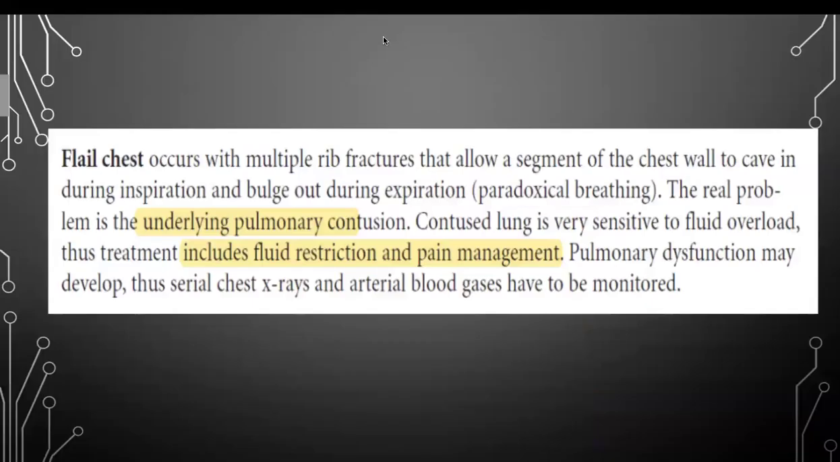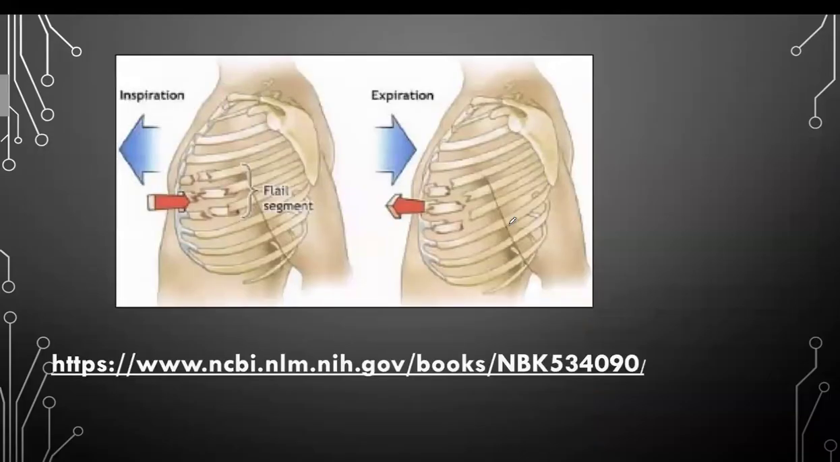Next is flail chest, very important for exam. So flail chest occurs with multiple rib fractures that allow a segment of the chest wall to cave in during inspiration, bulge during expiration. What does it mean? It means that when a patient has multiple rib fractures in more than or equal to 2 places, you can see there is a fracture here, there is a fracture here, and then contiguous ribs having multiple fractures.